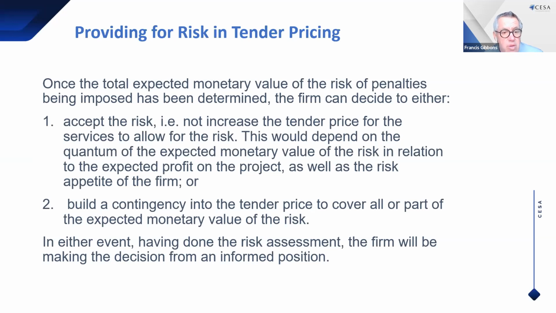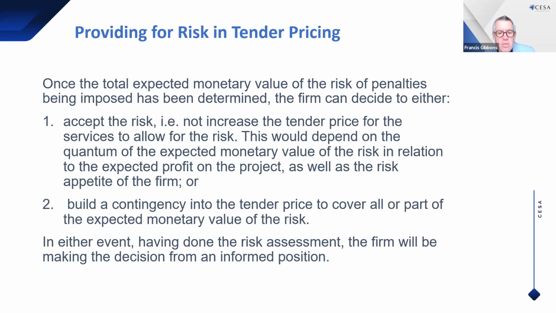Or secondly, you might build a contingency into the tender price to cover all or part of the expected monetary value of the risk. That is, in situations, for example, where the expected monetary value of the penalty is a substantial part of your profit. So you would rather increase your price to provide for that. But whatever you choose, if you've gone through this process, you're in a much better position. You're in an informed position to make a decision on what you do. So it's something that should be looked at in detail.